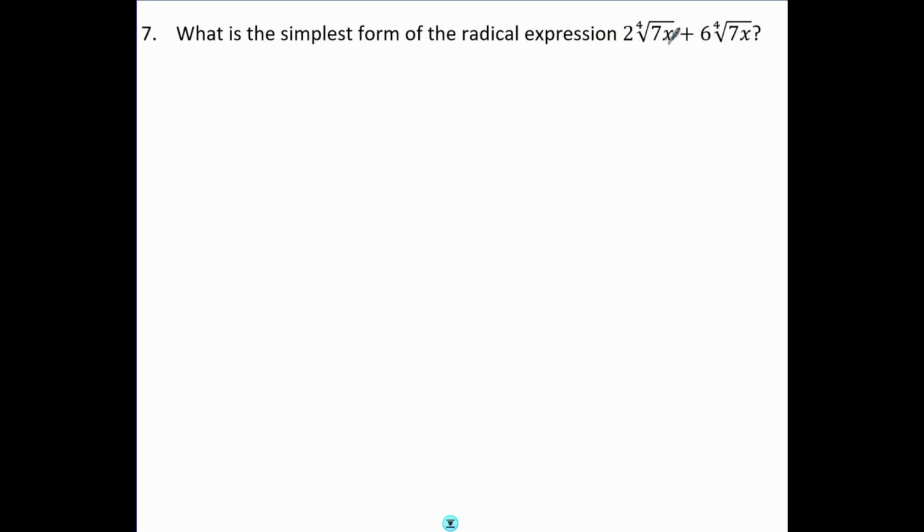So what I notice here is that we have like radical expressions. Basically what I see is 2u plus 6u, because those u's are the exact same thing. So all I need to do is go 2 plus 6. That's going to give me 8. And whatever that u was, well, that u was the 4th root of 7x. And that's it for this problem.